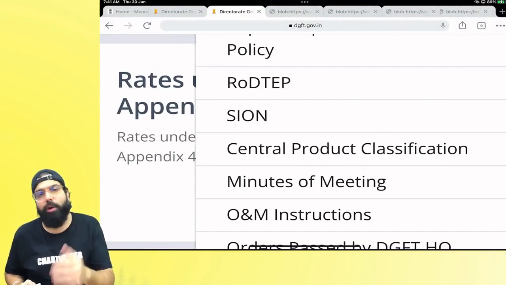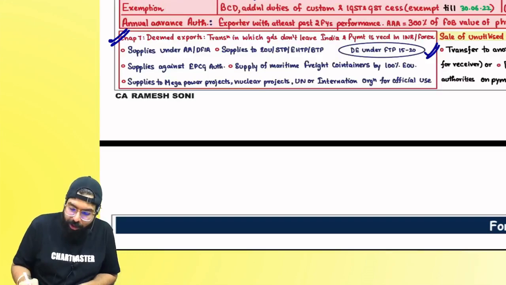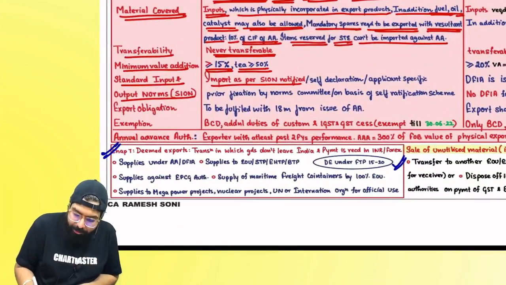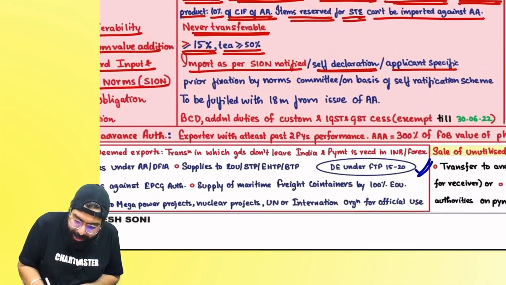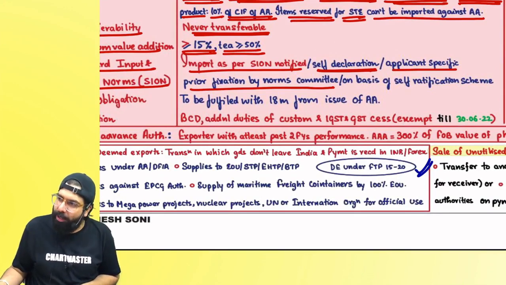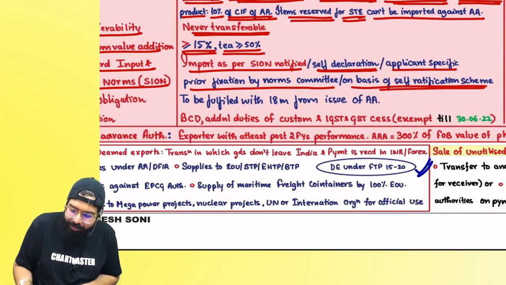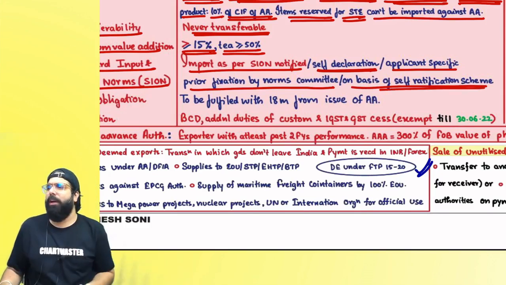For every item they have gone ahead and fixed a SION. Can I go ahead everyone? Sir, for my item SION is not there. Then what will happen? Then sir, you can go ahead and do it on the basis of self declaration or applicant specific prior fixation by the norm committee. You can go to the norm committee and they can go ahead and fix. For some people, self ratification scheme is also allowed. They can only go ahead and say the SION and they can go ahead and import.